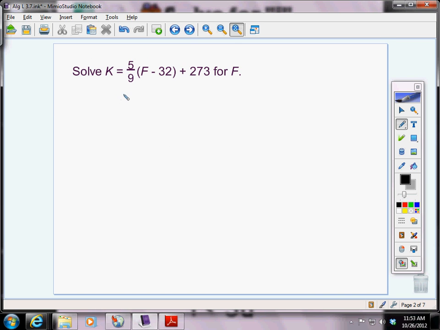This one looks a little bit more complicated. It says solve K equals 5/9 times the quantity F minus 32 plus 273 for F. Now this just basically says Kelvin temperature equals 5/9 times the quantity Fahrenheit temperature minus 32 plus 273. Okay? When it says for F, we want it to be F equals. So start by writing down your equation, and then piece by piece try to work on getting that F by itself. Okay?